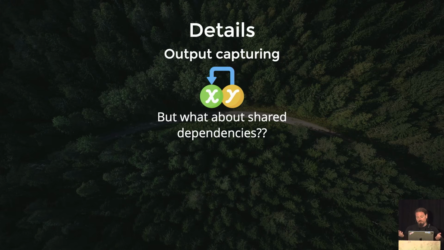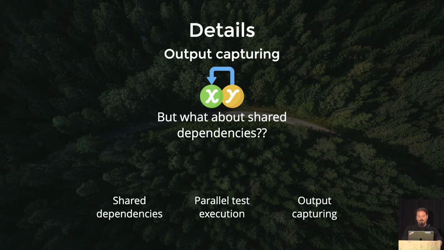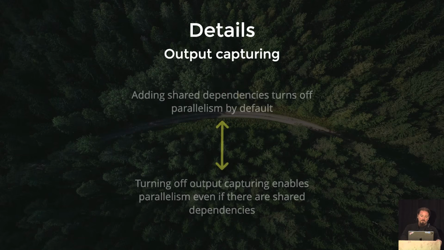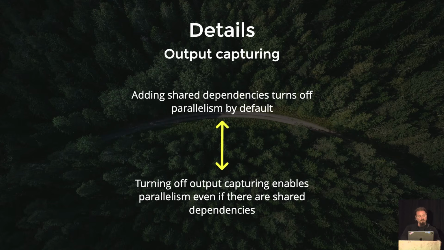If we are creating multiple processes, we can no longer have shared dependencies. Well, unfortunately, that's true. We can have shared dependencies and parallel test execution and output capturing, but can only pick 2 at the moment. But Testar is trying to do this in a user-friendly way. So if you are not using shared dependencies, it works as the default runner. Parallelism and output capturing is on by default. If you start using shared dependencies, then it turns off parallelism. But if you turn off output capturing, then it turns parallelism back on and so on. So it's trying to be as friendly as possible.